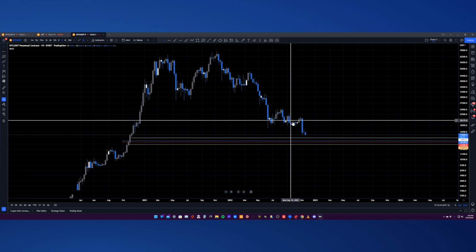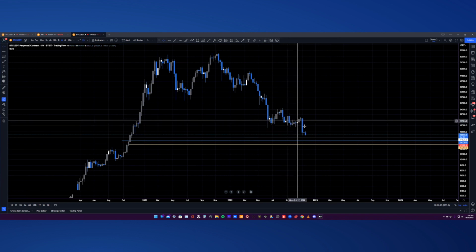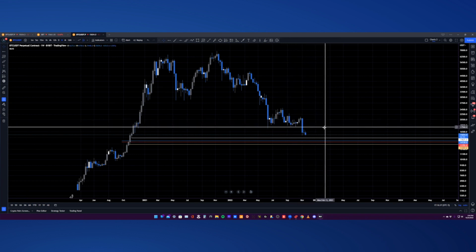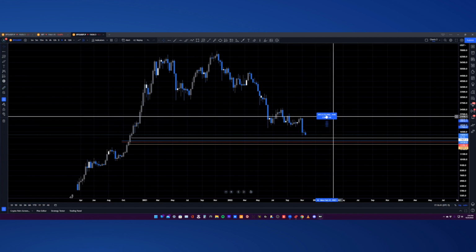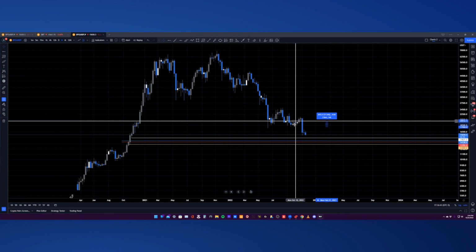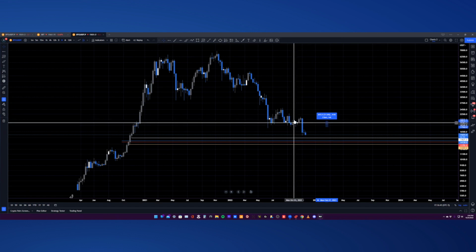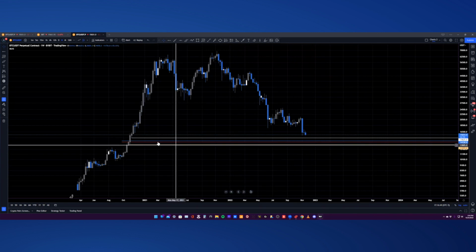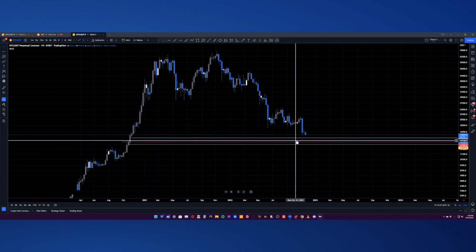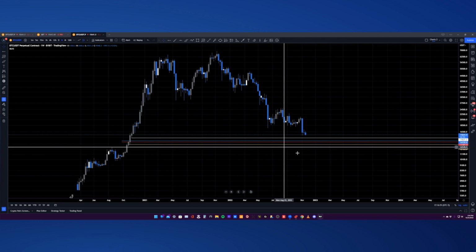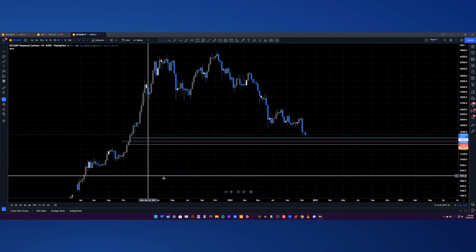Just because a move only makes this little candle right here on a weekly or monthly, look, that's 11% just right here. It's an 11% move. So I would look for this white level to have at least a reasonable bounce.